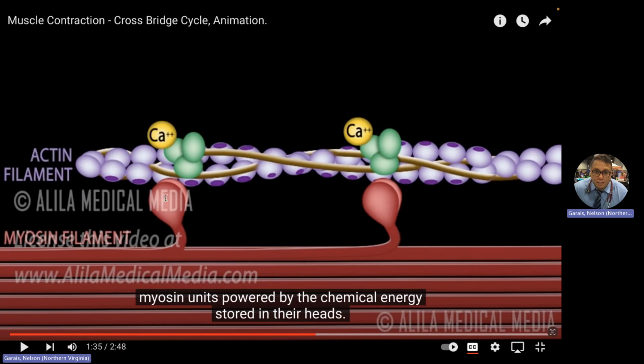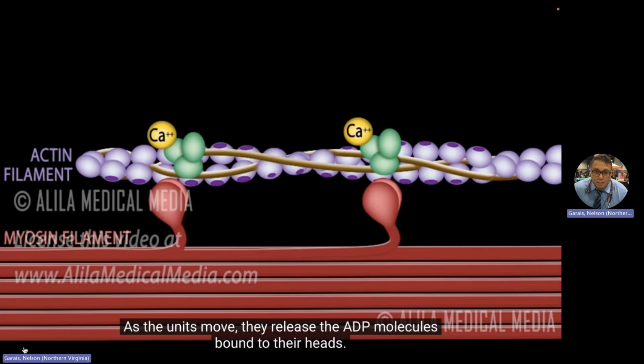When the myosin heads utilize ATP and use up one of the high energy phosphate bonds, it pulls on this. And then when it pulls on it, it shortens the filament. You shorten a whole bunch of filaments, you're going to shorten the overall length of the muscle, hence contraction. As the units move, they release the ADP molecules bound to their heads.